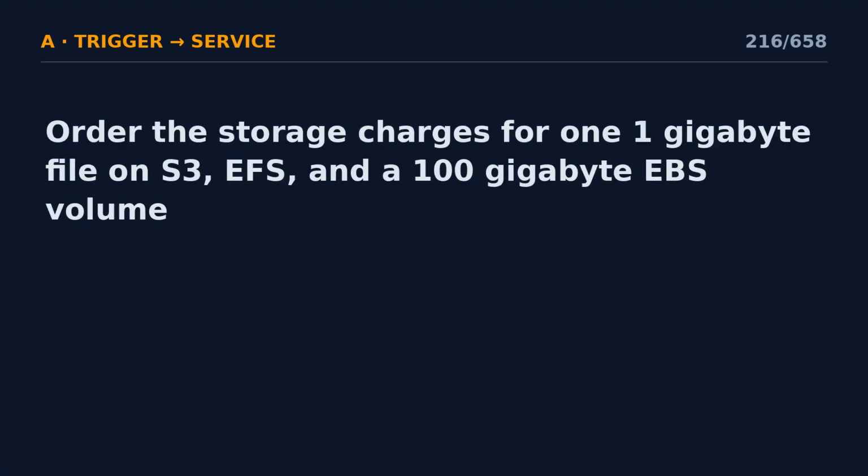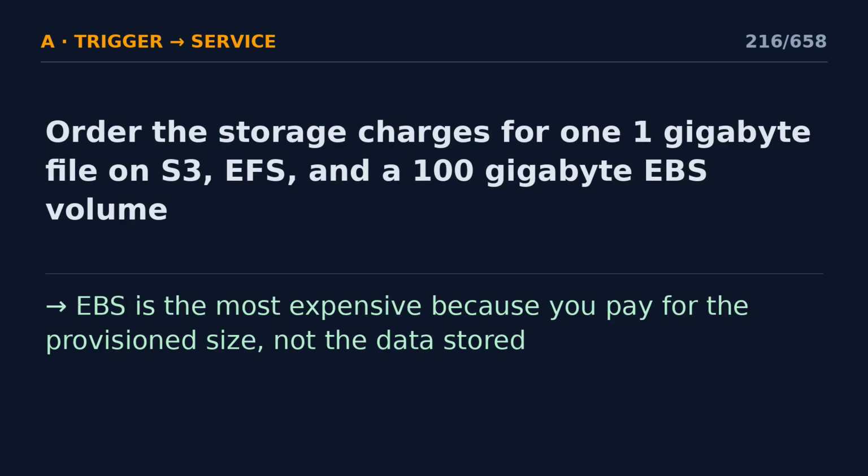Order the storage charges for 1 GB file on S3, EFS, and a 100 GB EBS volume. Answer: EBS is the most expensive because you pay for the provision size, not the data stored.